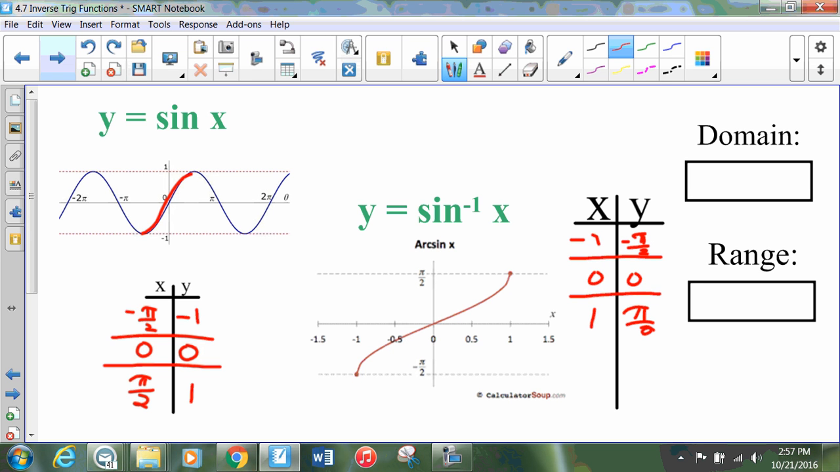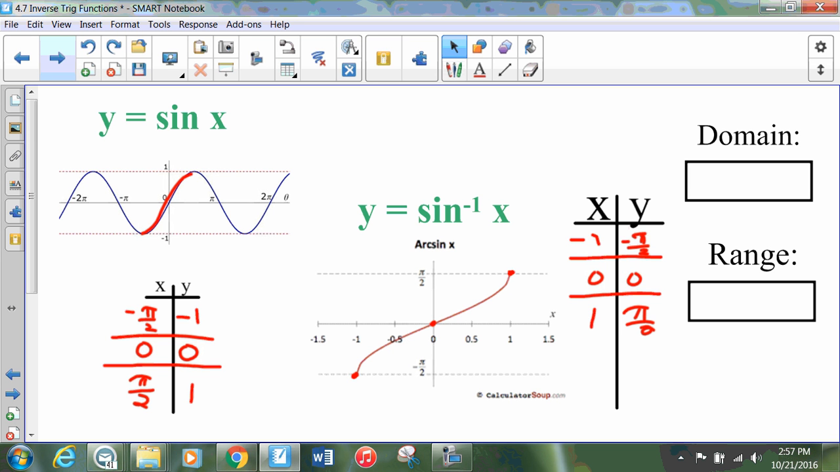And you can see -1, negative pi over 2, that's this point. 0, 0 is this point. And 1, pi over 2 is this point. We could spend our time getting more points and getting that curve, but that is the inverse sine graph. And most importantly for us, the graph gives our brain an understanding of what we're doing.